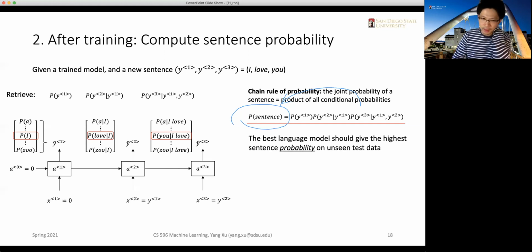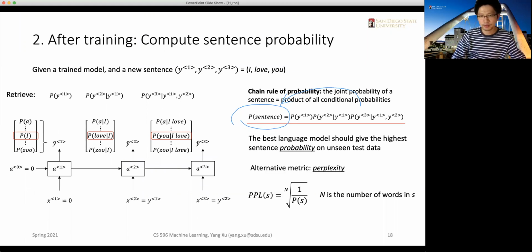To compute the probability of the whole sentence, okay? So the rule of thumb for measuring the performance of a language model is that if a language model is good, then it should produce very high probabilities on the unseen test data, right? If those probabilities are not that high, which means the model is not actually able to model the natural language, okay?